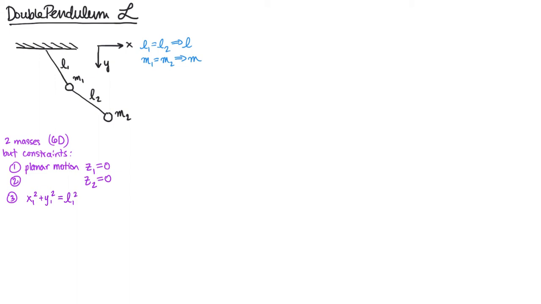And then, of course, there's one other constraint. And that other constraint tells us that mass 2 is always a fixed distance away from mass 1. We can write that down by saying x2 minus x1 quantity squared plus y2 minus y1 quantity squared is equal to the length of the second string squared. Okay. So now we actually have what was originally a 6-dimensional problem with two masses moving in 3D. We have these 4 constraints, and we end up with just 2 degrees of freedom.